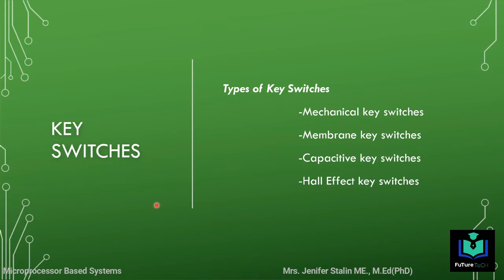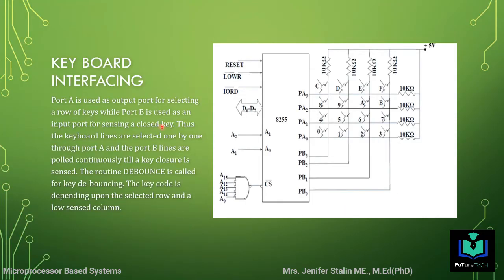And the next is about key pressing or key switches. Generally, the key switches can be classified into mechanical key switch, membrane key switch, capacitive key switch, and Hall effect key switches. Out of these, we are going to discuss how key pressing happens in terms of a keypad. These are some of the types, and you can see keyboard interfacing, how the keyboard is interfaced with the other peripheral devices.